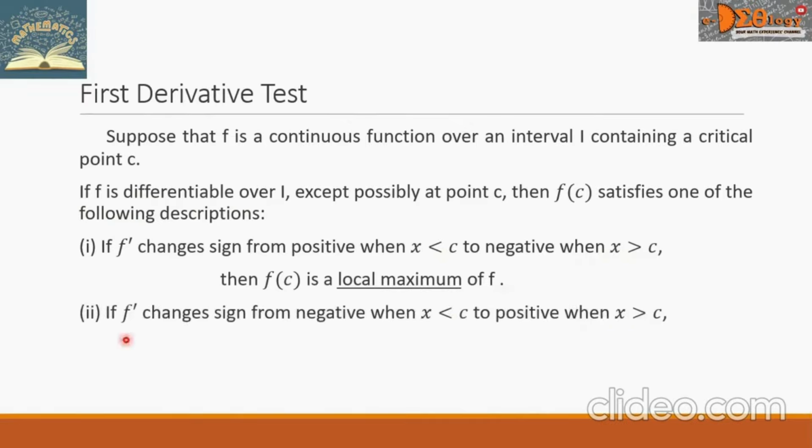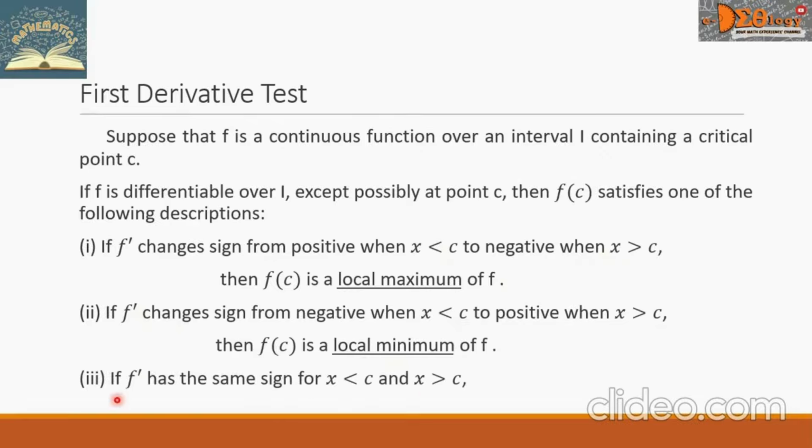Number 2, if the derivative changes sign from negative when x is less than c to positive when x is greater than c, then f of c is a local minimum of f. Number 3, if the derivative has the same sign for x less than c and x greater than c, then f of c is neither a local maximum nor a local minimum of f.